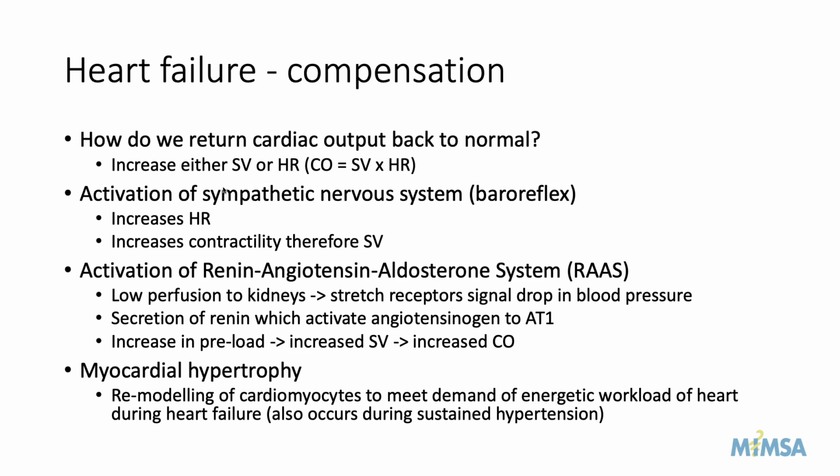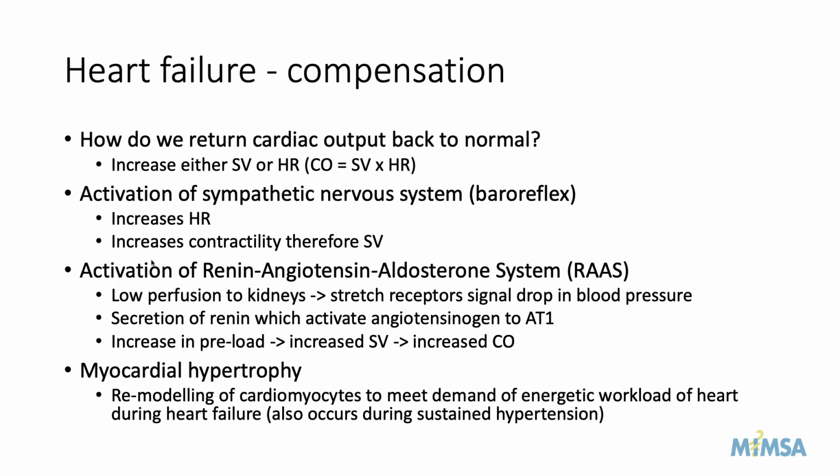To increase both of these, we can activate the sympathetic nervous system. This is done via the baroreflex. The stretch receptors in the carotid sinus detect a drop in blood pressure. Via the Hering nerves, I believe, this decreases the firing of the parasympathetic system, so it inhibits the parasympathetic nervous system and activates the sympathetic nervous system. As we know, the sympathetic nervous system increases the heart rate and also contractility, which is one way to increase stroke volume and essentially cardiac output.